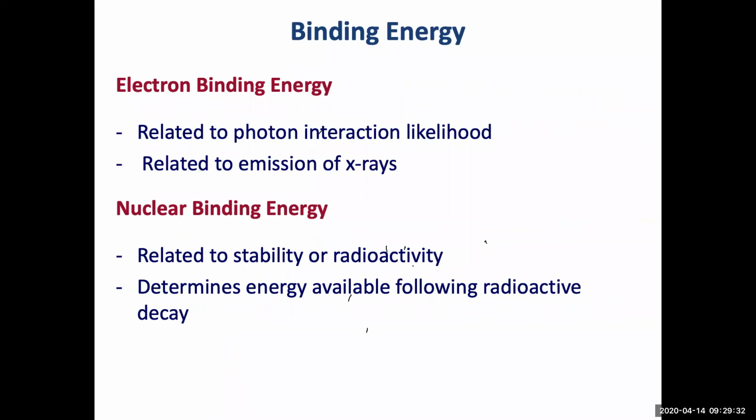So electron binding energy is related to photon interaction likelihood. The photon interacts with the atom and takes an electron off from the orbit, and after that, one electron jumps to fill this vacancy and produces an X-ray or Auger electron. So this is related to electron binding energy.